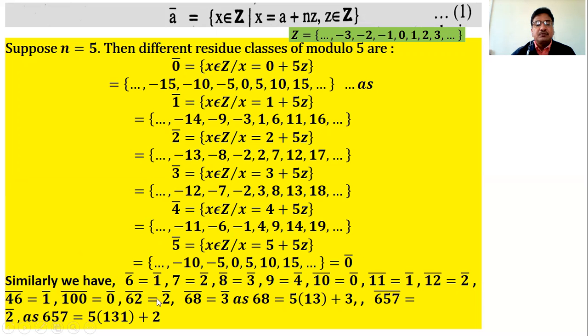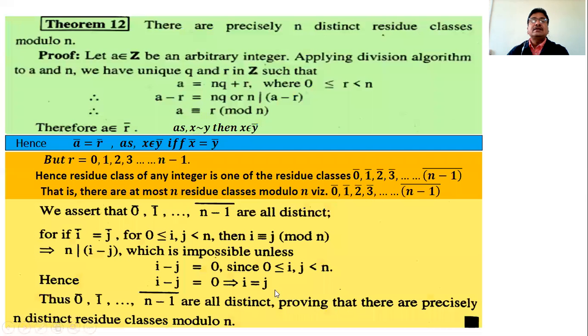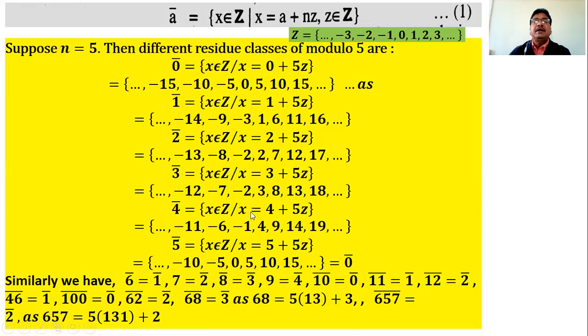If you divide 62 by 5, then what is the remainder? The remainder is 2, because 12 is the quotient. If we divide 62 by 5, then 12 is the quotient and 2 is the remainder. Like that, 68 bar is 3 bar, because if we divide 68 by 5, then 13 is the quotient and 3 is the remainder. So what is the general formula to obtain this?